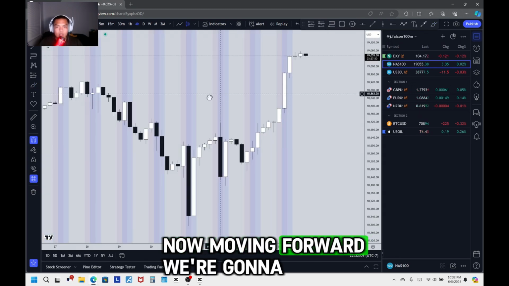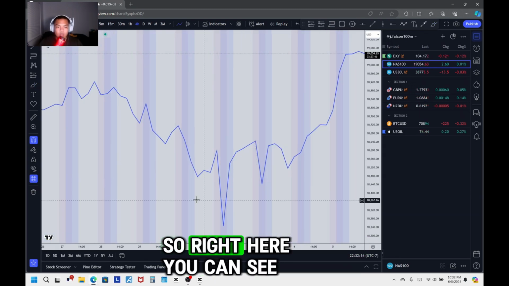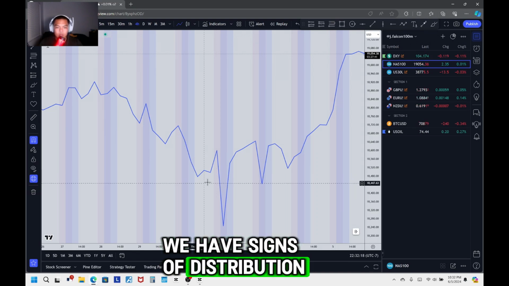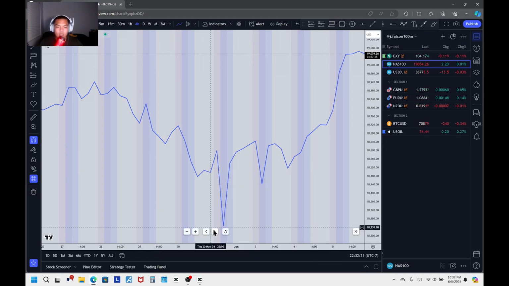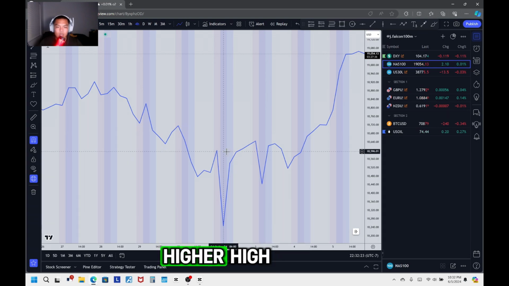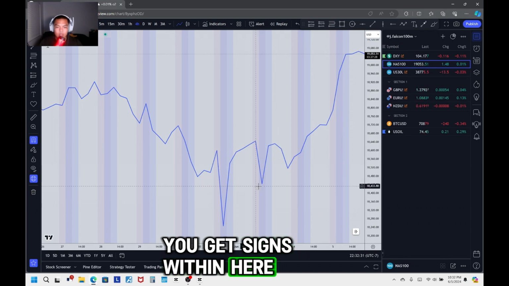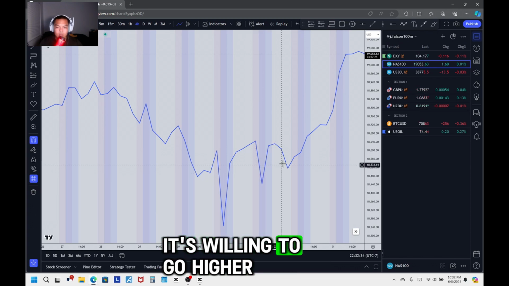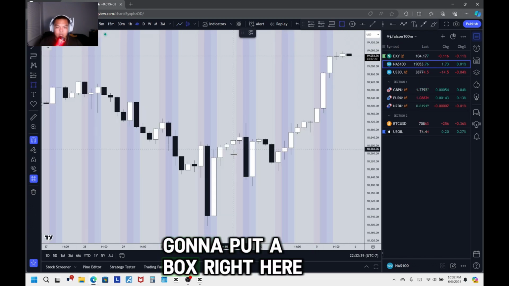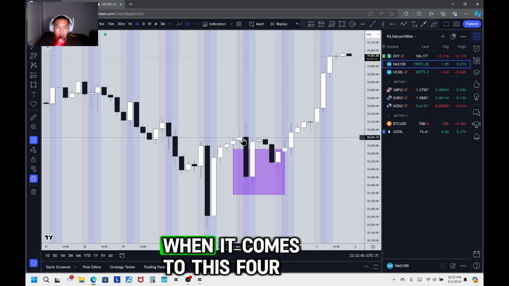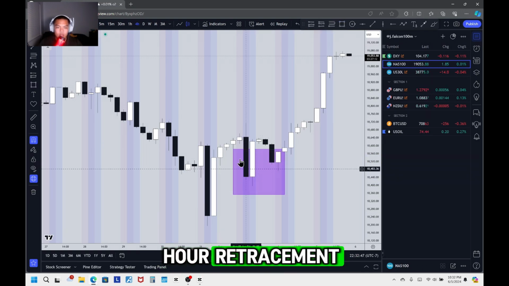Now moving forward, we're going to go into an example. So right here, you can see in the 4-hour time frame, we have signs of distribution. Price goes lower low, lower low, and then a new higher high with price closing above the current lower high. As price starts to retrace, you get signs within here in the smaller time frame that it's willing to go higher. So what we're going to do is put a box right here so that we can get an idea of what we're looking at in the smaller time frame when it comes to this 4-hour retracement.